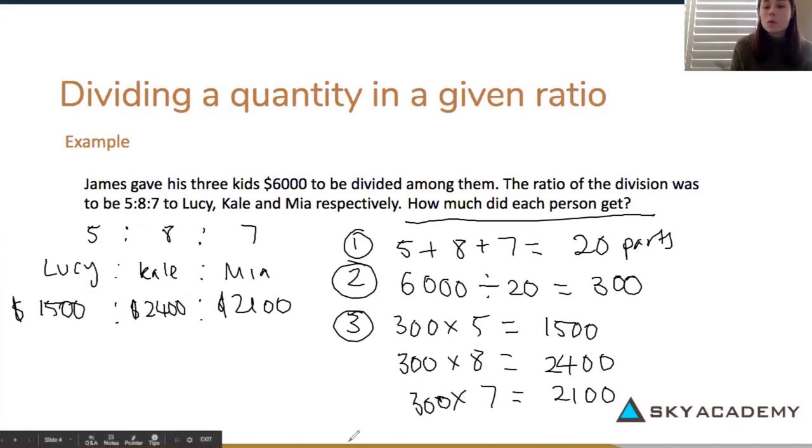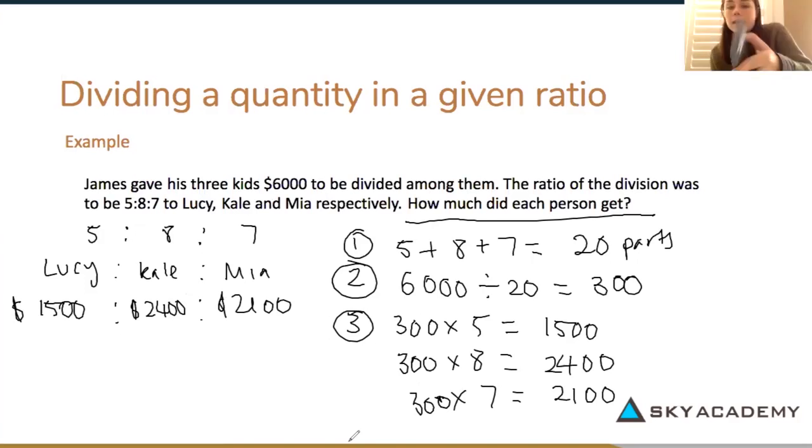And step 4 was to check that. So if we check that, 1,500 plus 2,400 plus 2,100, and if I press equals, it should equal $6,000, which it does. So we know that our division of our ratios is correct.